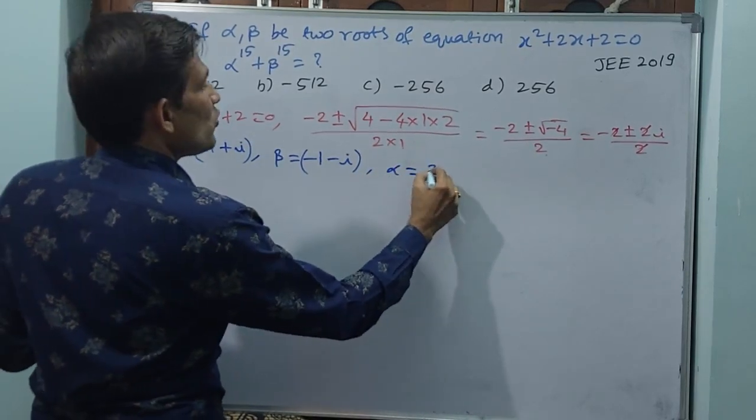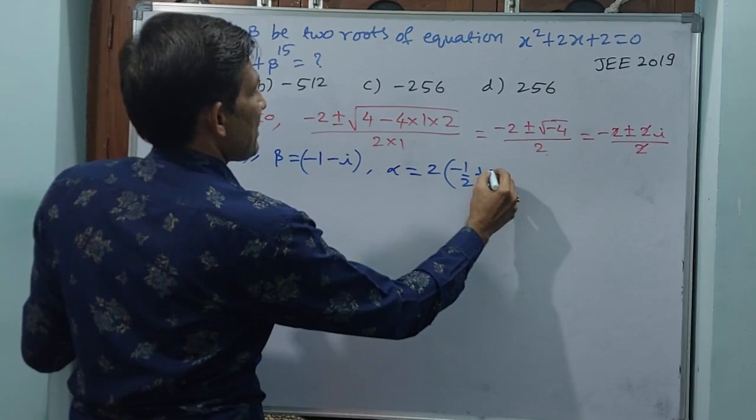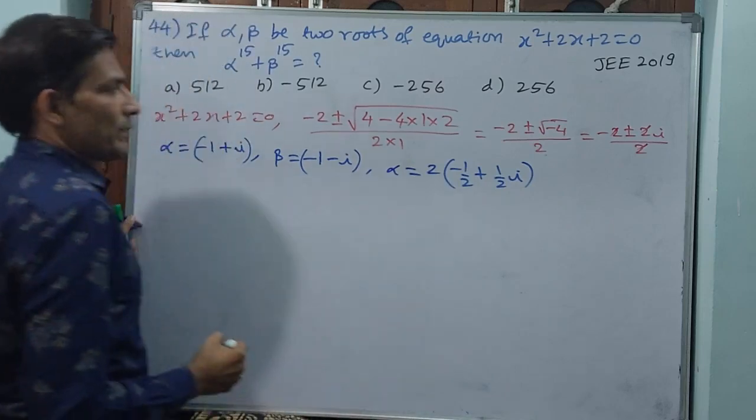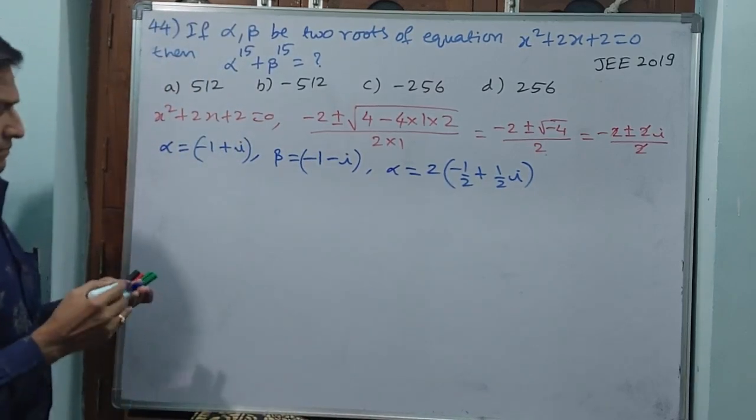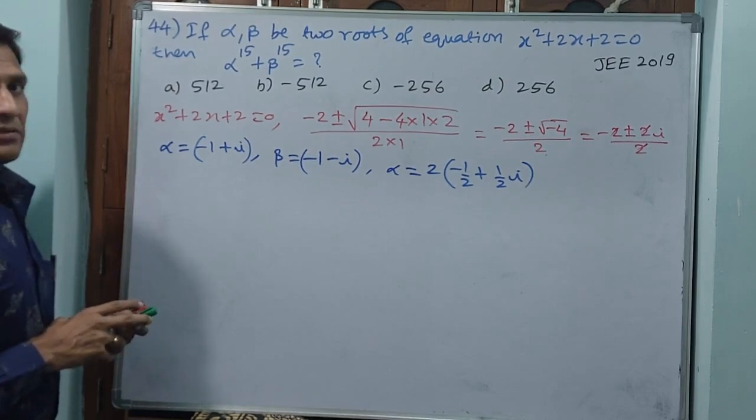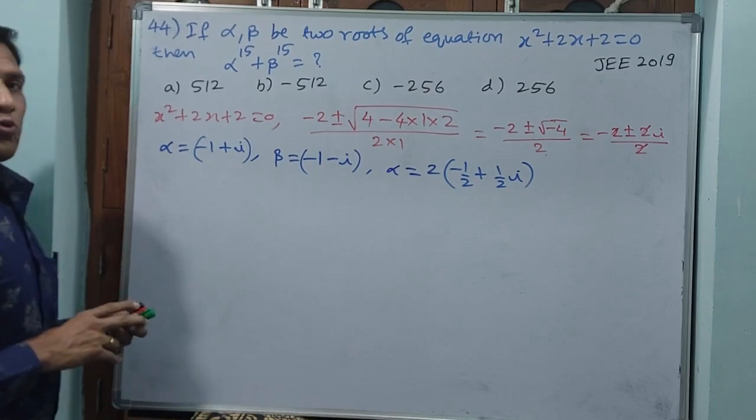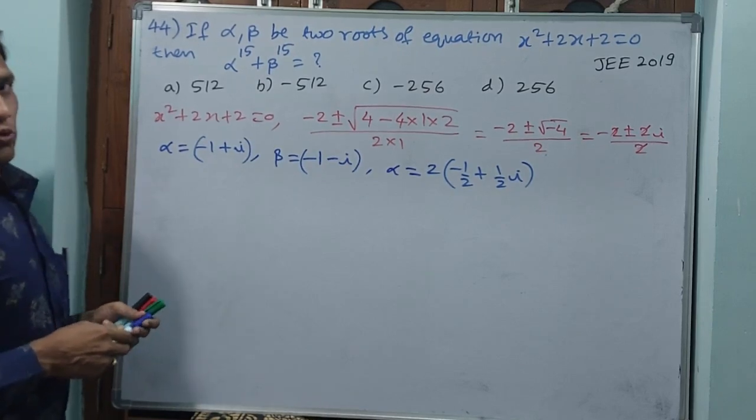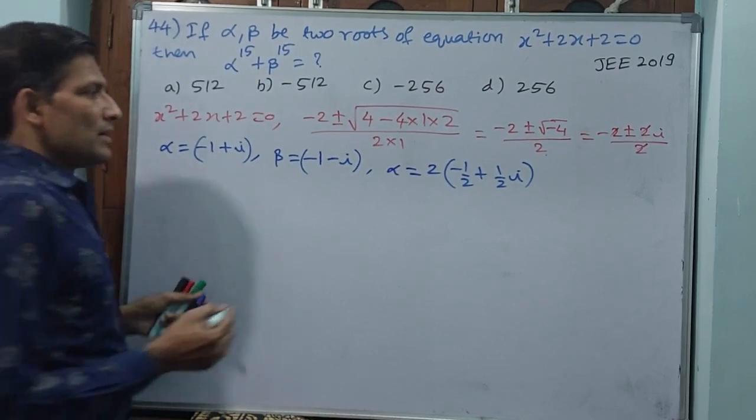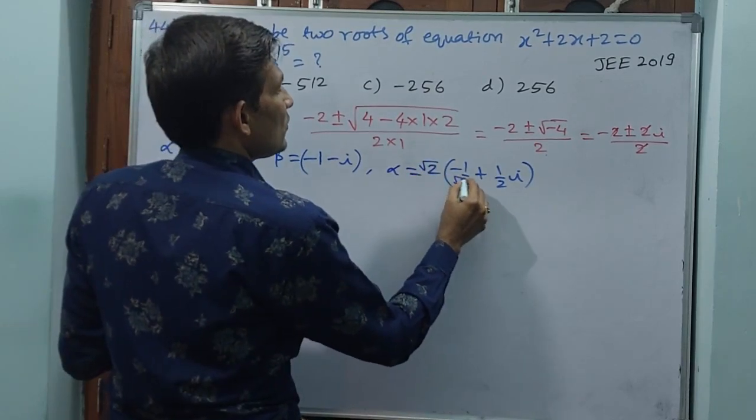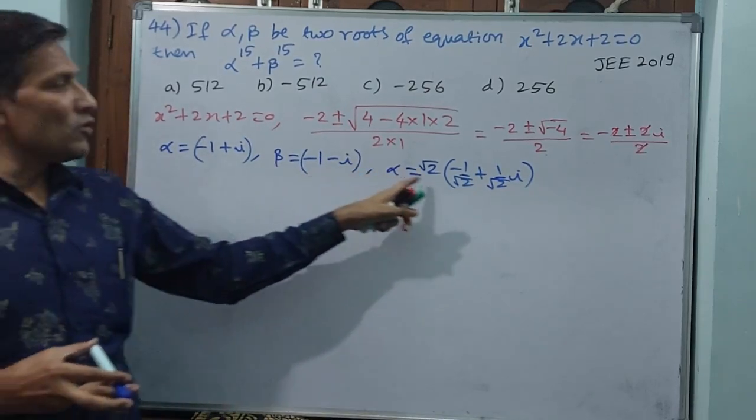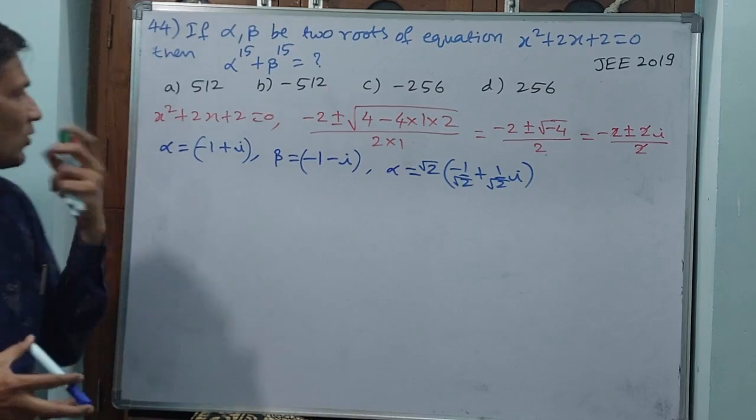Alpha is equal to 2 into minus 1 by 2 plus 1 by 2 I. Here also we are not getting it. Then shall we take root 2? Root 2 means it will be okay. Minus 1 by root 2, root 2 will be there. Okay? Then you go for root 2. Is it okay? Yes, definitely okay. If you send root 2, automatically root 2 is going to cancel, minus 1 only will come.